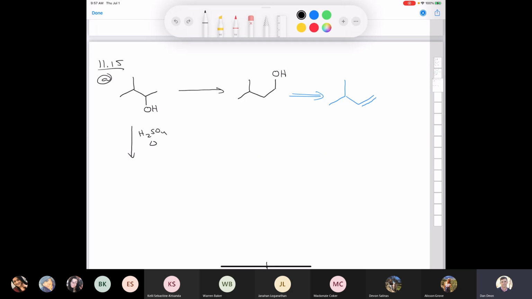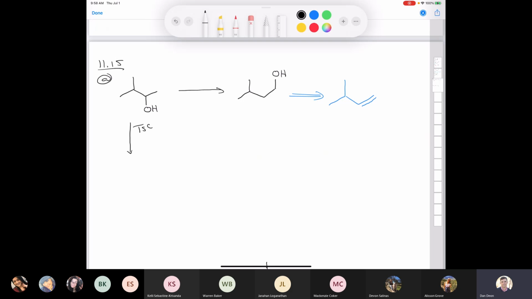so we wouldn't want to use oxymercuration, demercuration, because that is something that we would use an alkene as a starting material for, right? That would be if you had, let's say, this alkene, then you could use oxymercuration, demercuration to make the secondary alcohol. So I think a good idea would be to start with converting this into a good leaving group.